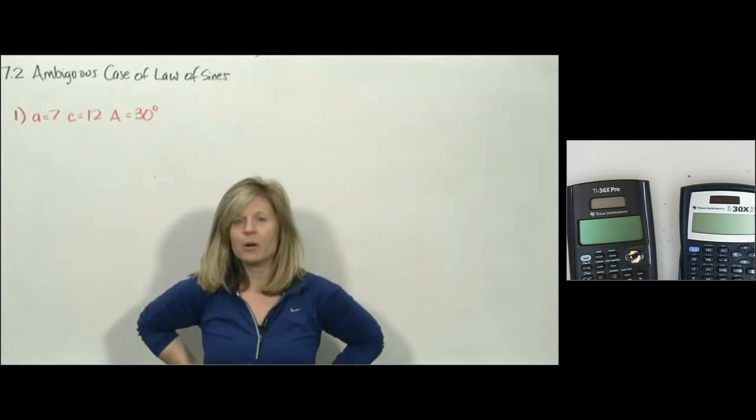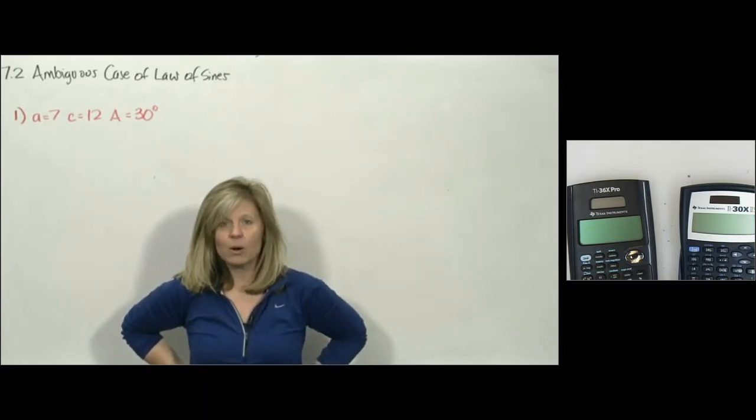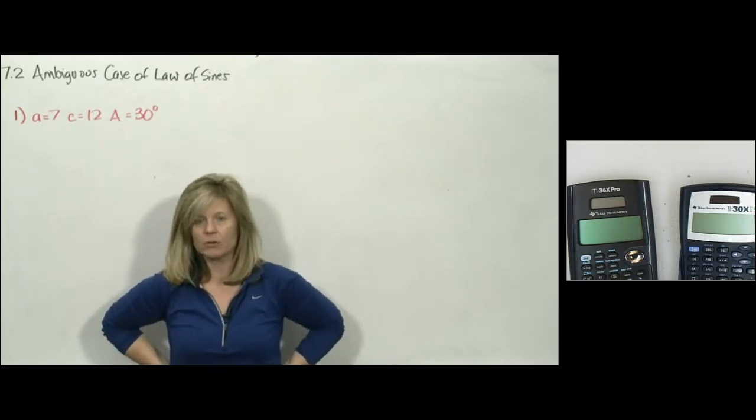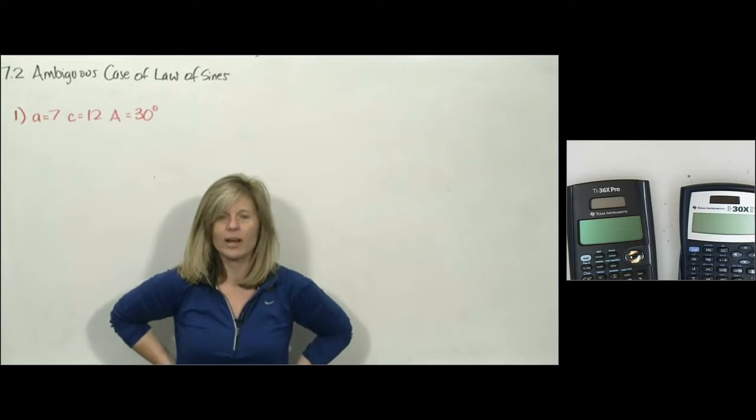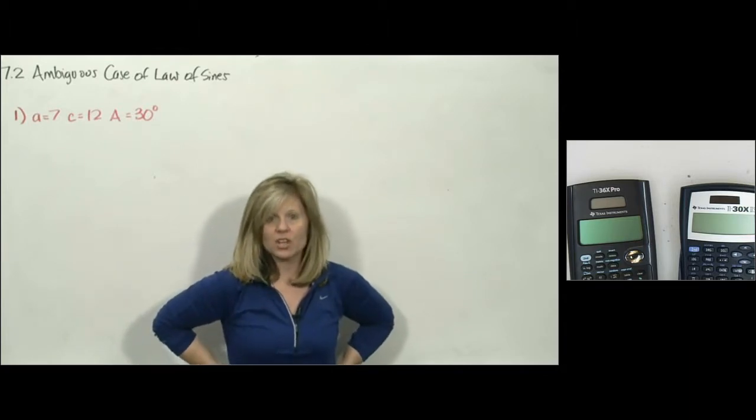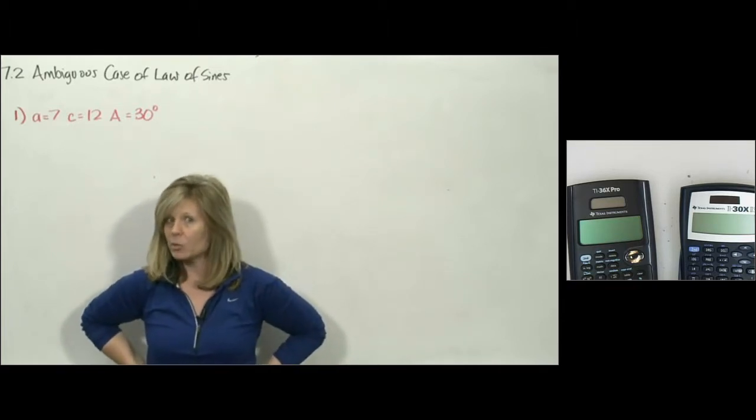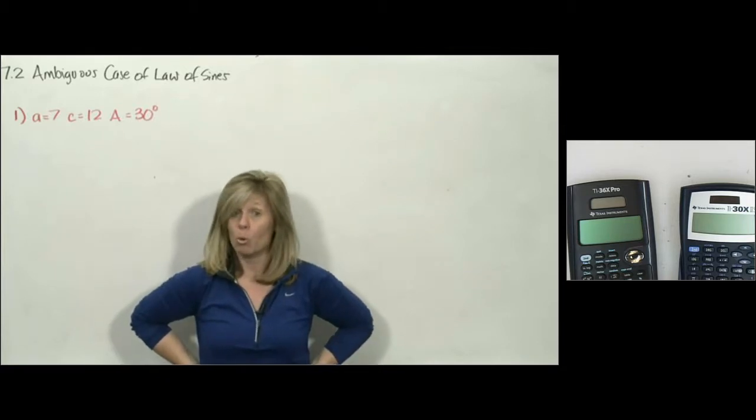Okay, ladies and gentlemen, here we go. We have discussed now that we use the law of sines to find missing sides and angles if we do not have a 90-degree, or right, triangle. We've also discussed that depending on what three pieces of information we're given, we'll only get one answer with the law of sines or we may get more.